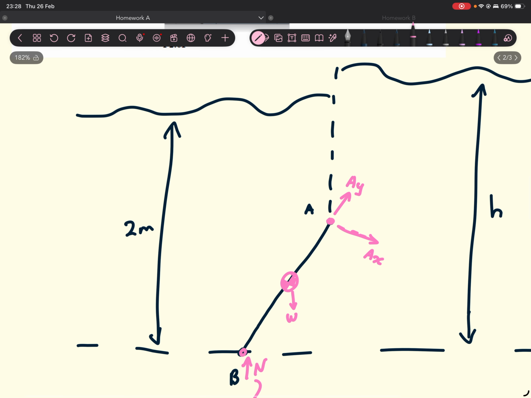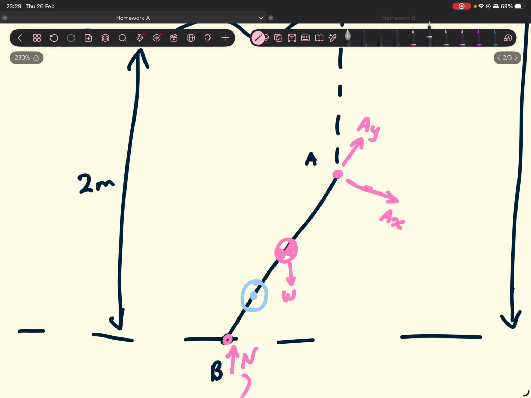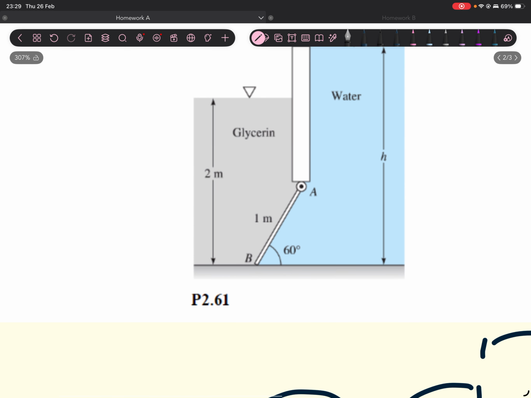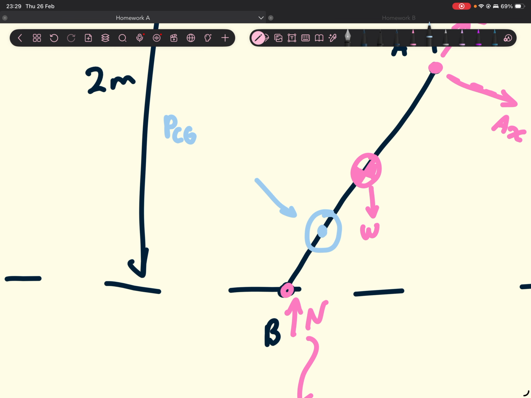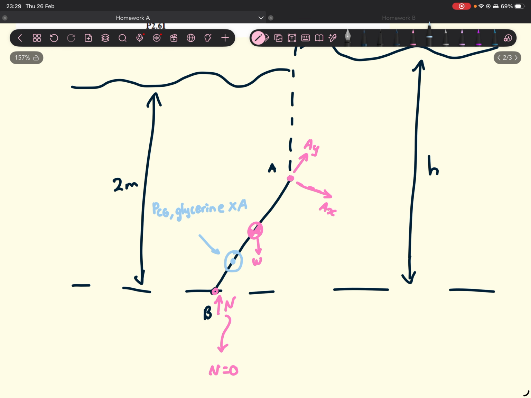So knowing this, we can draw our center of pressure, right? And we know that we're going to have a resultant force from the glycerin, or rather a resultant pressure, which will cause a resultant force from the glycerin and also from the water as well. So we're going to have a force over here. So it's going to be the pressure at the CG of glycerin times the area.